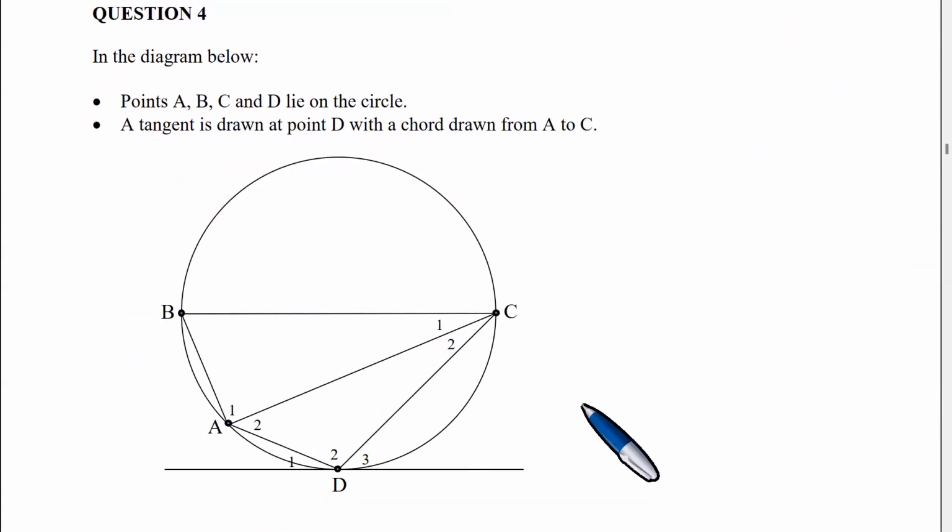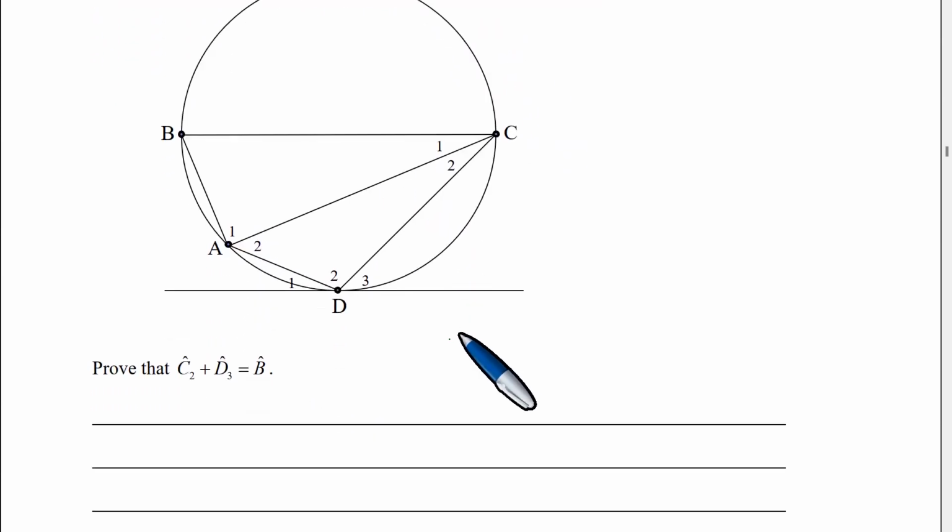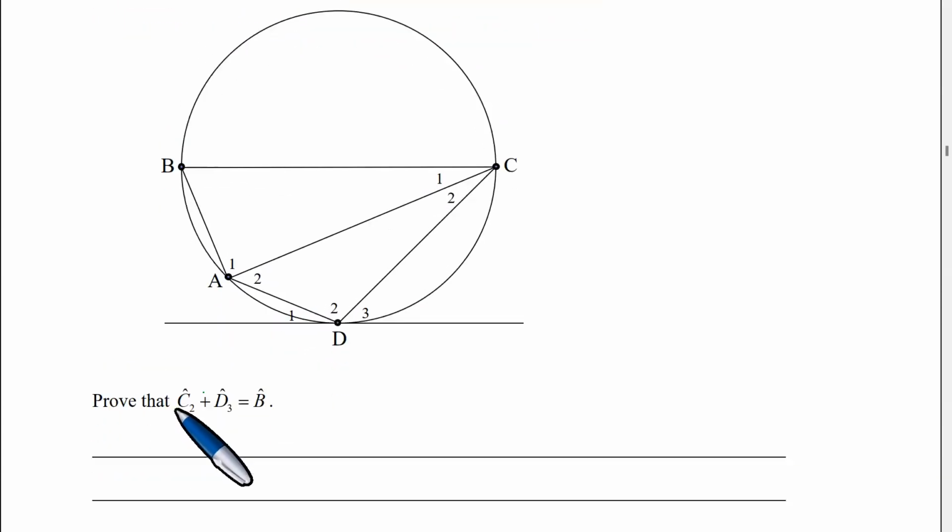Right, question 4. In the diagram below, you have a couple of points A, B, C, and D that lie on the circle. A tangent is drawn at point D with a chord drawn from A to C. Prove that C2 plus D3 equals B.